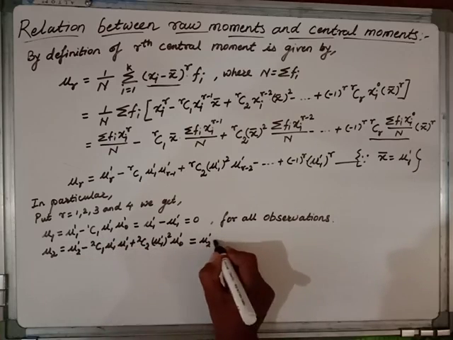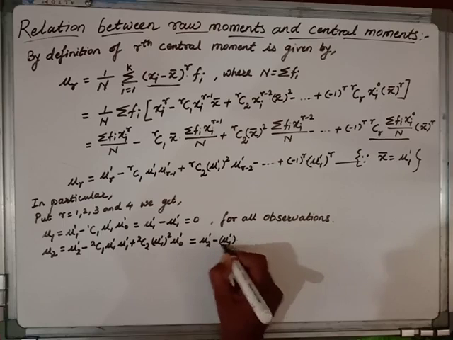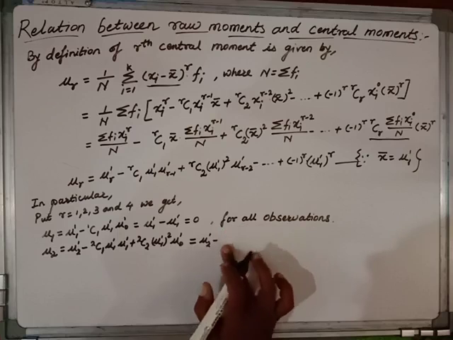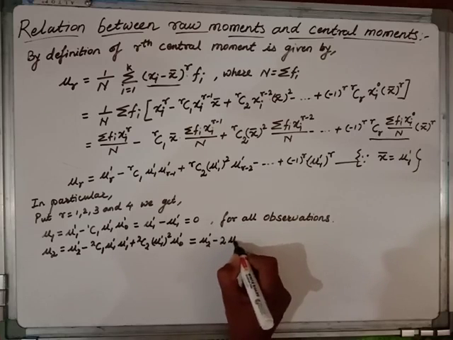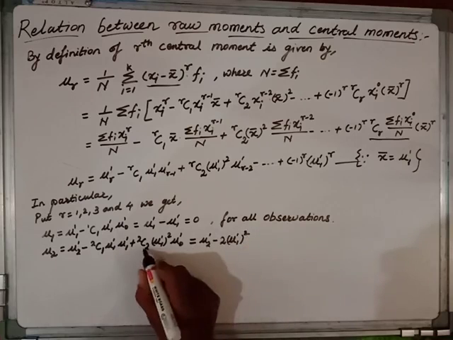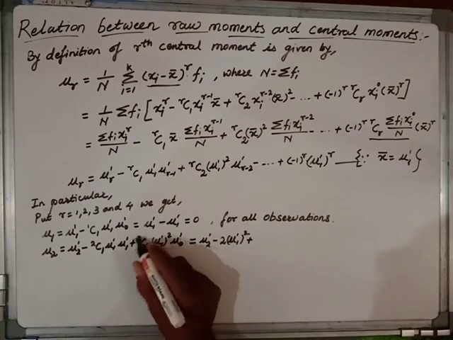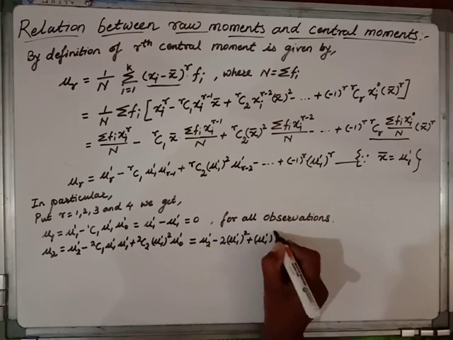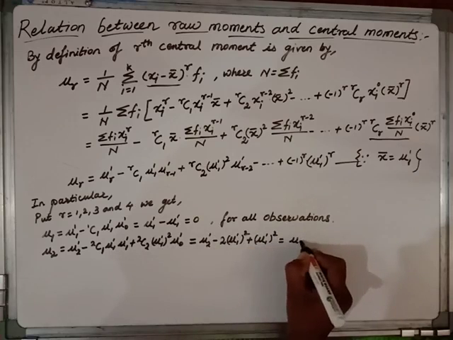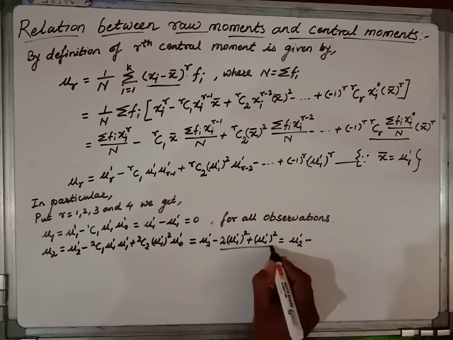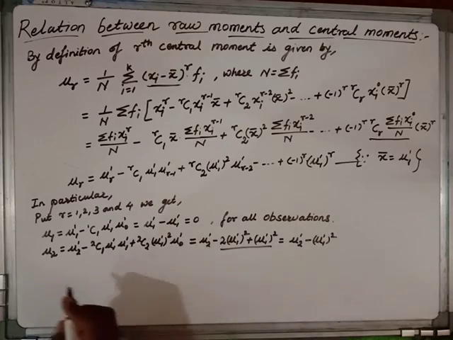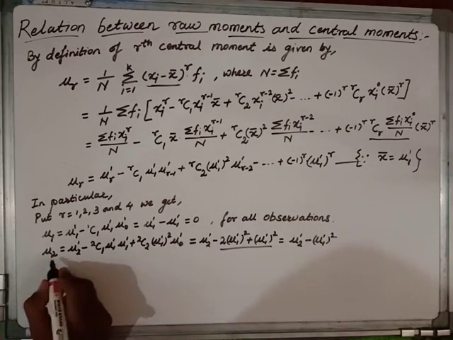1 times mu1 dash square. And 2c1 is 2, so 2 mu1 dash square, and this is 1 mu1 dash square. So finally what we get? This is mu2 dash minus, these two together give only 1 mu1 dash square. Okay. Next, now the next one will be mu3.